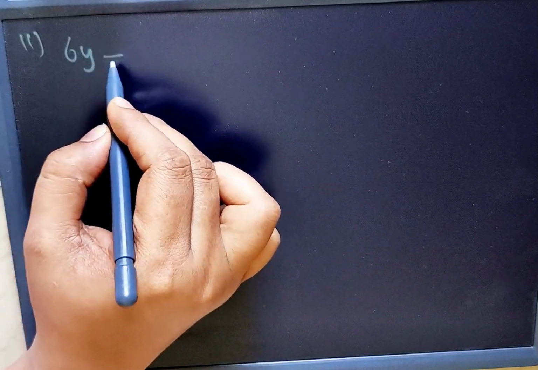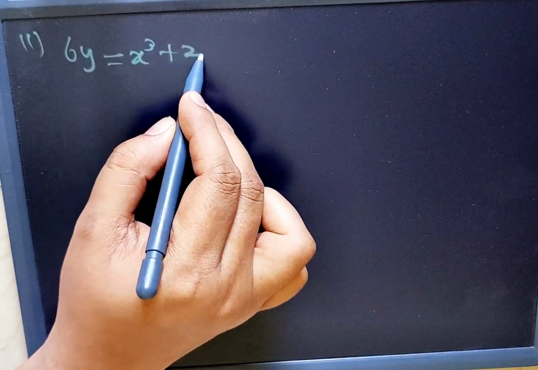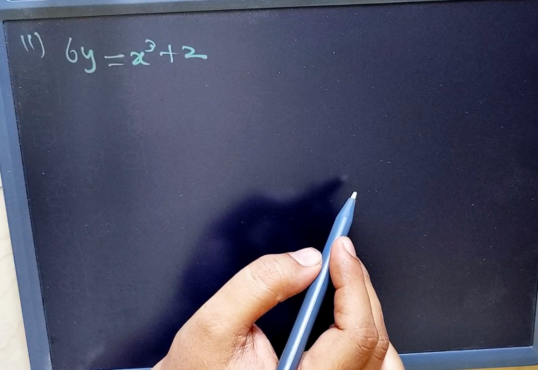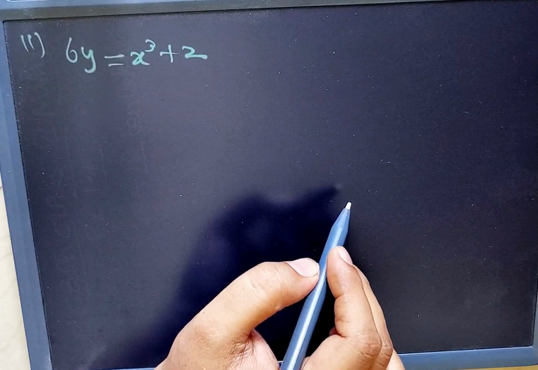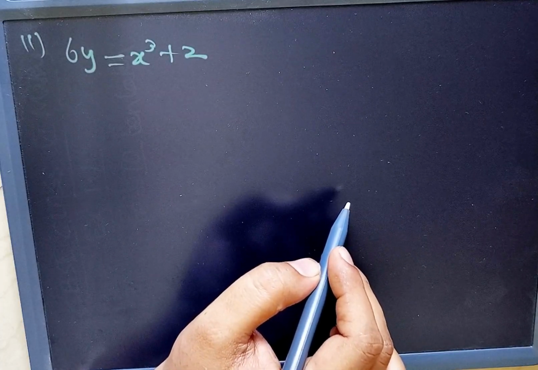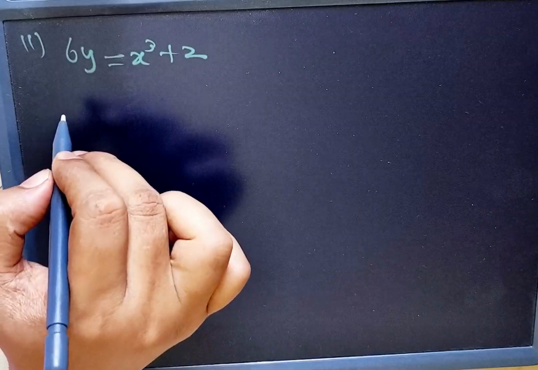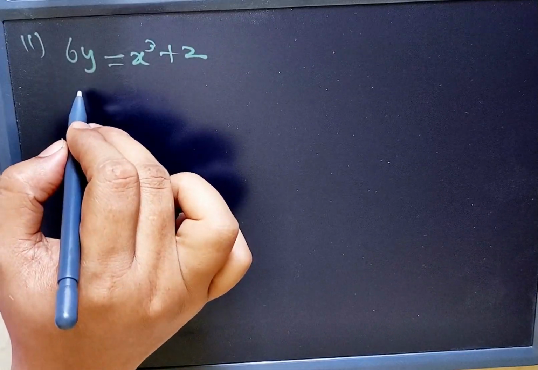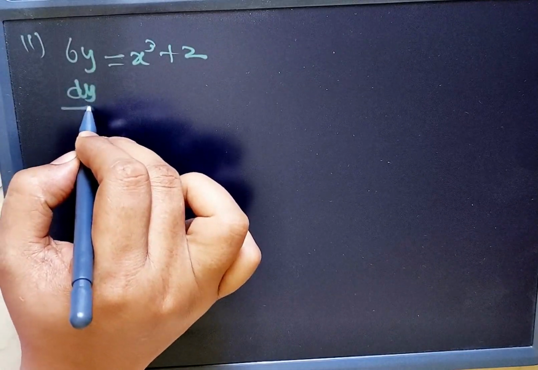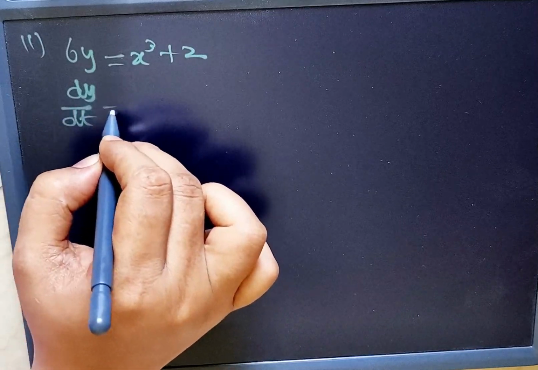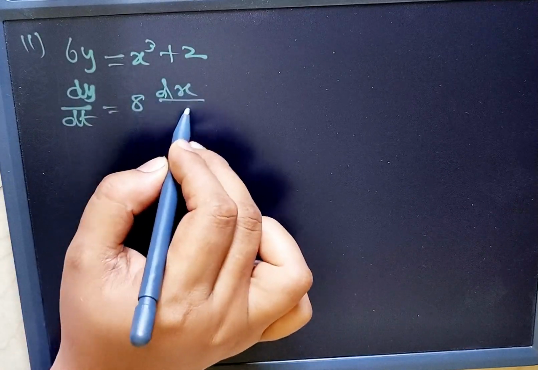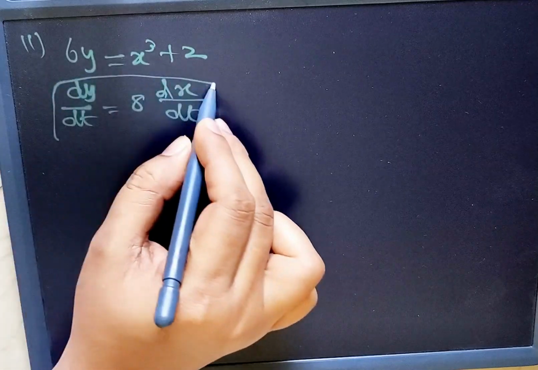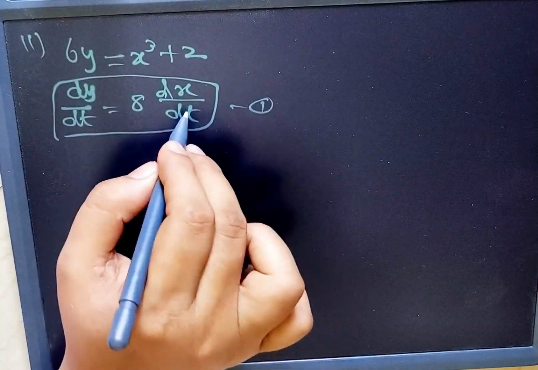Question number 11. A particle moves along the curve 6y is equal to x cube plus 2. Find the points in the curve at which the y coordinate is changing 8 times as fast as the x coordinate. So here it is given the y coordinate is changing 8 times as fast as the x coordinate. So dy by dt equal to 8 into dx by dt. Let's take this as the first equation. It is given in the question.